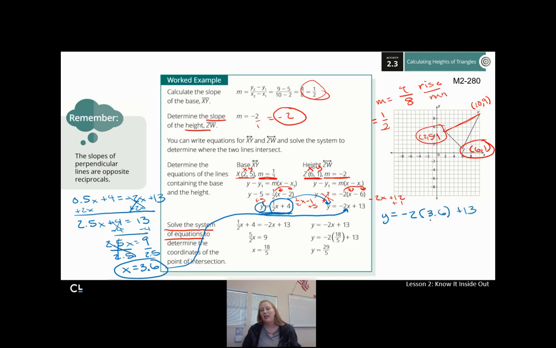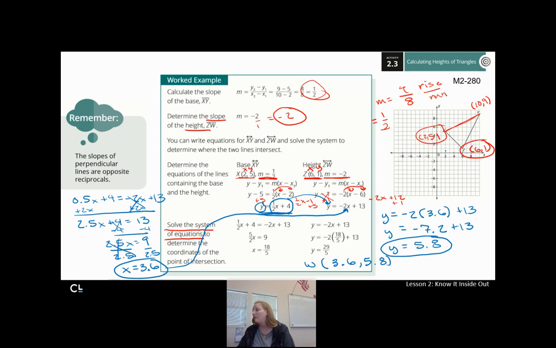Still have that plus 13, and this is also why I have a calculator. So 3.6 times -2 gives me -7.2. And of course, I will add 13 to that. And I find that my y coordinate is 5.8. Now again, they left it as a fraction, but if you use your calculator, you'll find that 29 divided by 5 is 5.8. You have found where W is. Here's the x coordinate, here's the y coordinate. So W is going to be at 3.6, 5.8. Those are the coordinates for W.